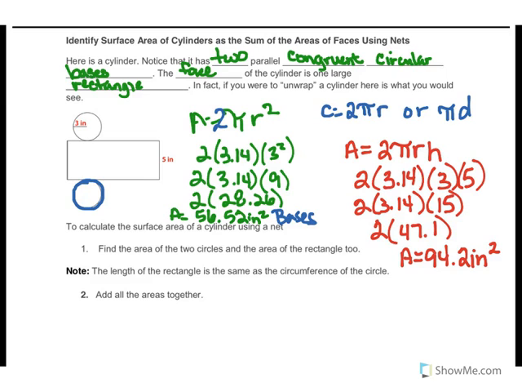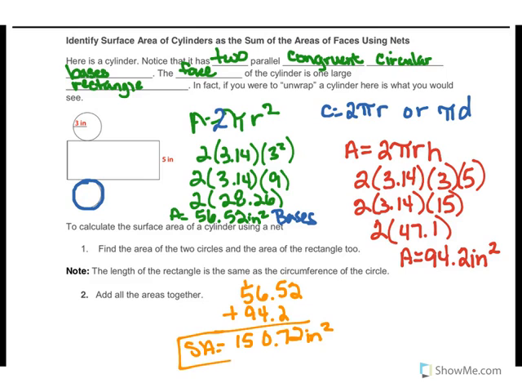Now I just combine the two. So I have 56 and 52 hundredths plus 94 and 2/10. Add them. And so my surface area is equal to 150 and 72 hundredths inches squared.